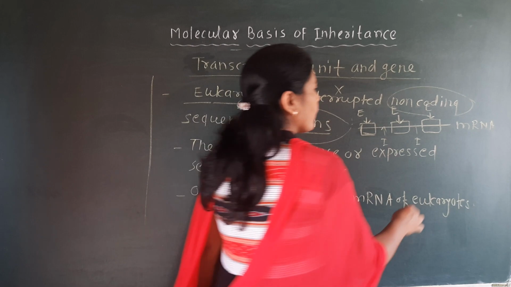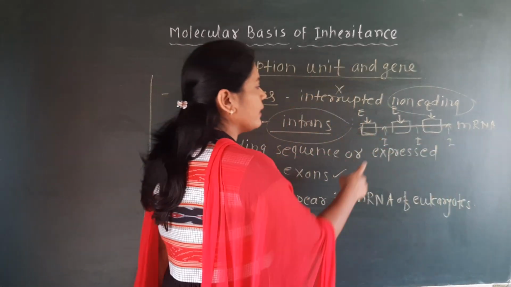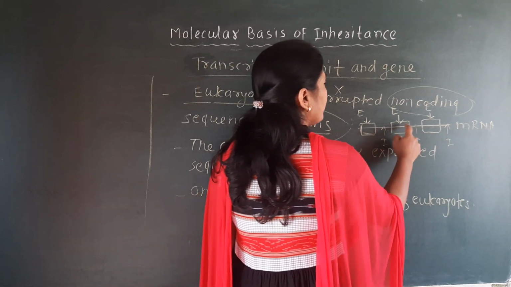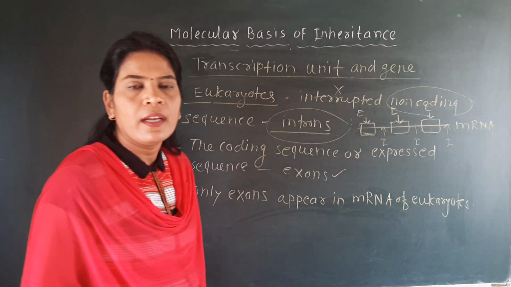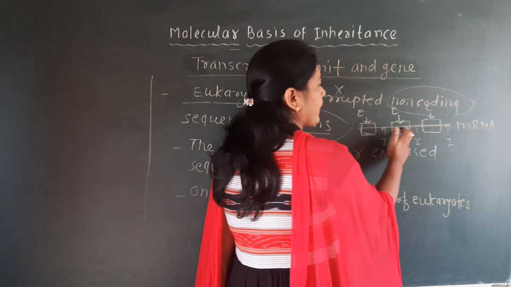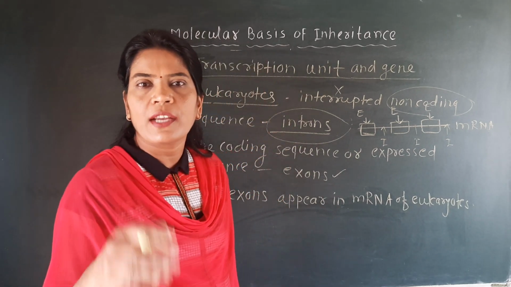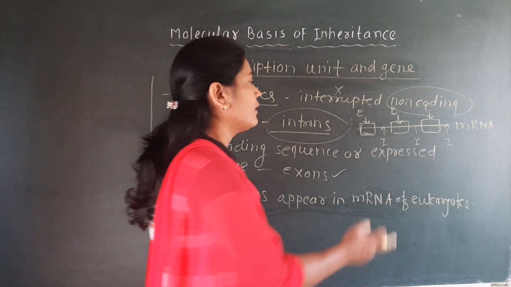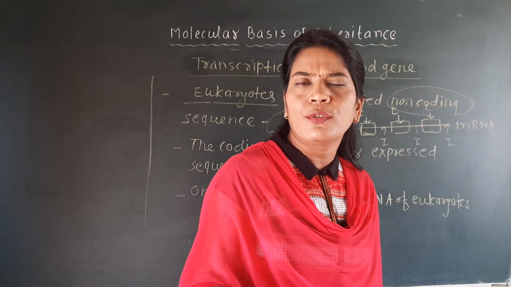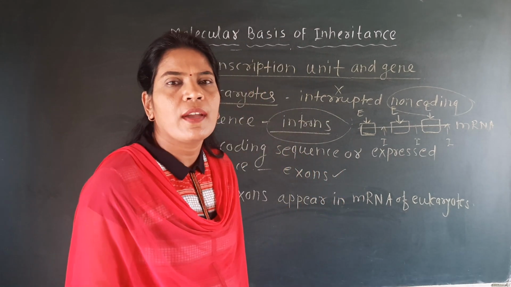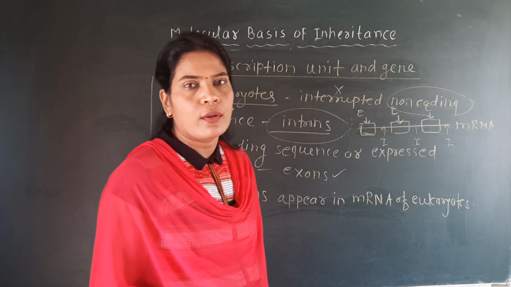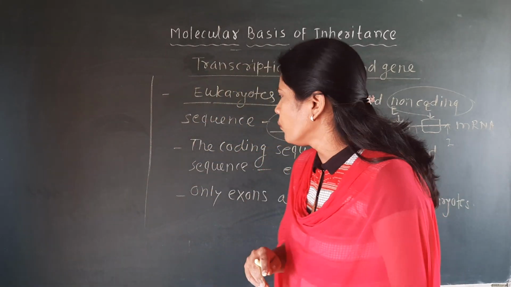So we have defined intron as an interrupted non-coding sequence. Interrupted means it is present in between the exons, so it is called interrupted. It is not involved in protein synthesis, so it is called non-coding. But the exon part is called coding, because it actually forms the proteins. So the coding sequence is the exon, and the non-coding sequence is the intron. These two terms are very, very important. That's why I have repeated them many times: what is exon and what is intron. These two definitions are also important from the theory point of view.